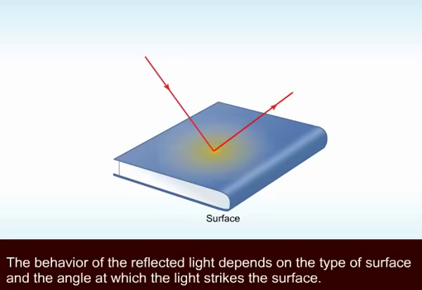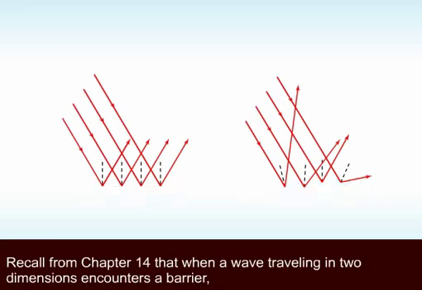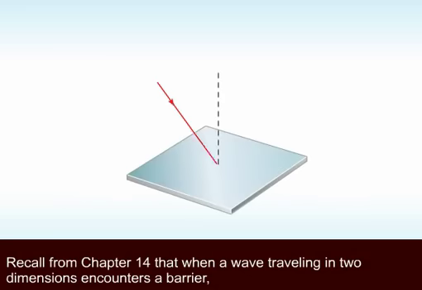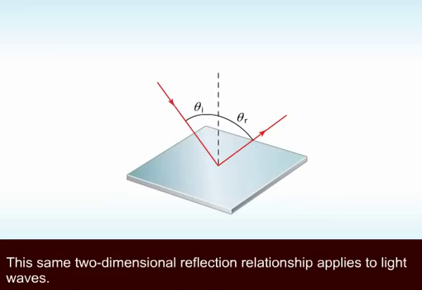The behavior of the reflected light depends on the type of surface and the angle at which the light strikes the surface. Recall from Chapter 14 that when a wave traveling in 2 dimensions encounters a barrier, the angle of incidence is equal to the angle of reflection of the wave. This same 2-dimensional reflection relationship applies to light waves.